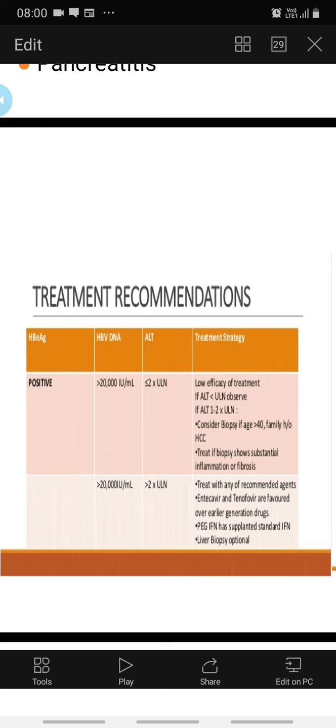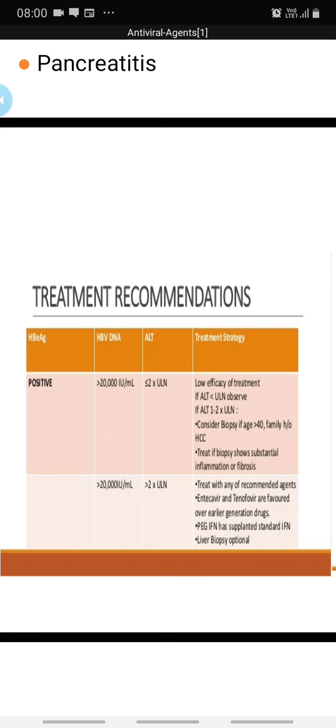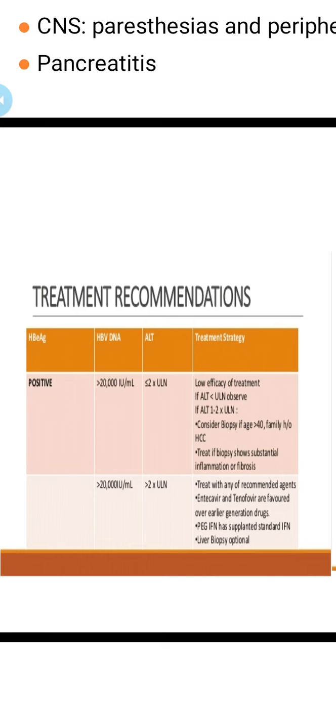But if HBV DNA is more than 20,000 and ALT is more than 2 times the upper limit of normal, then treat. Okay, so not all chronic hepatitis B virus infections require treatment. If HBeAg is positive, HBV DNA is high, and ALT is more than 2 times normal, then treat with any of the recommended agents like lamivudine, tenofovir, entecavir, or interferon alpha. Entecavir and tenofovir are favored over earlier generation drugs, and pegylated interferon has supplanted standard interferon. So standard interferon is not used.